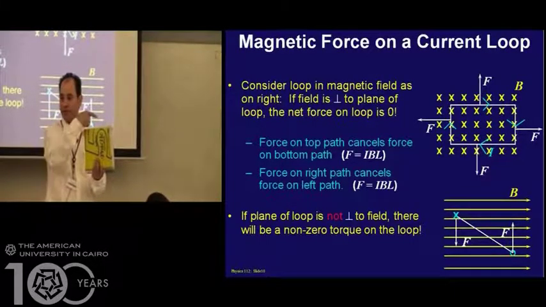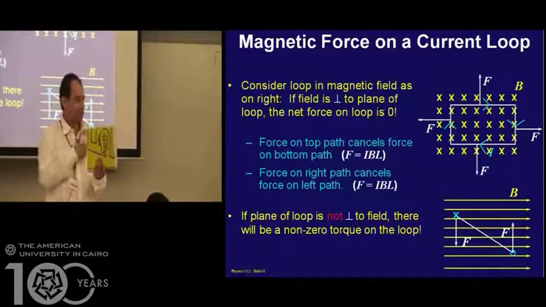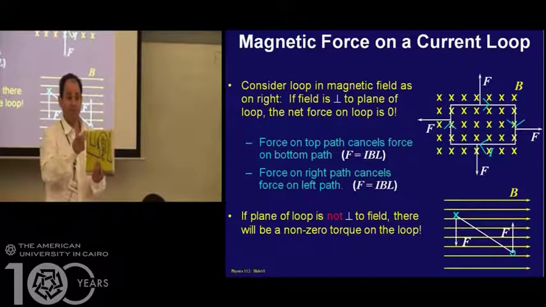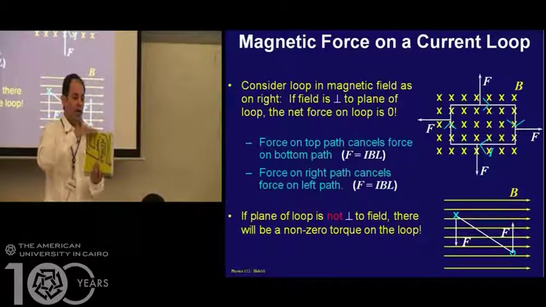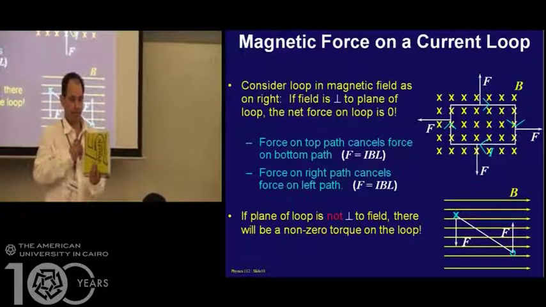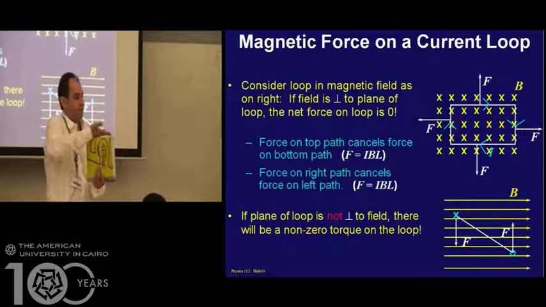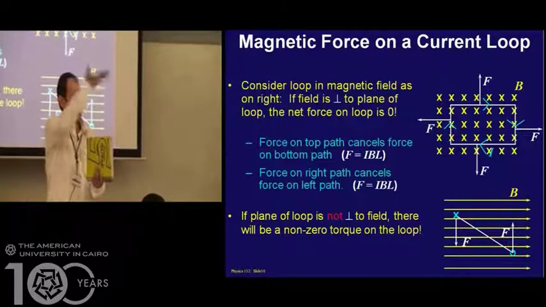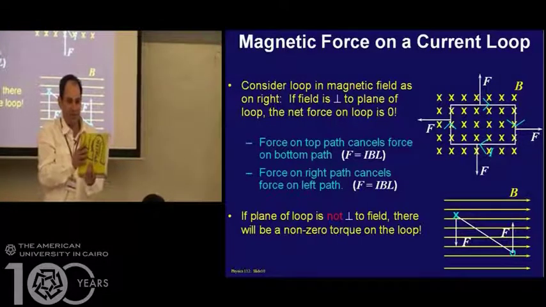This is the direction of the magnetic field. That's the main point. Is it perpendicular? Now, on that segment, what is the direction of the magnetic force? Up. So nothing happened actually. If you do this, nothing happened.